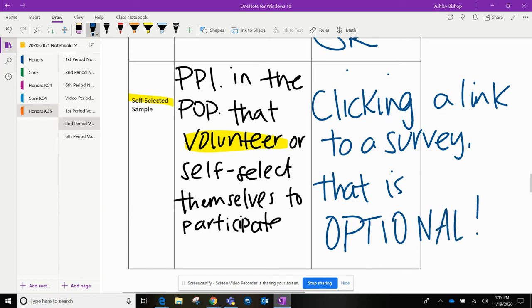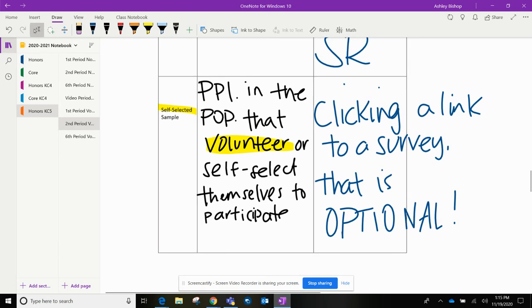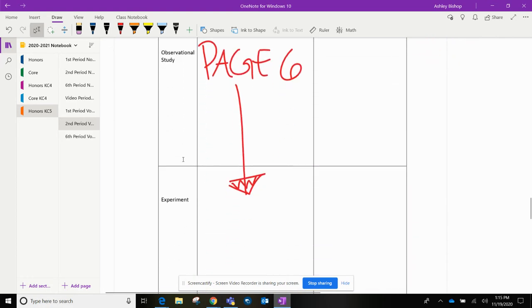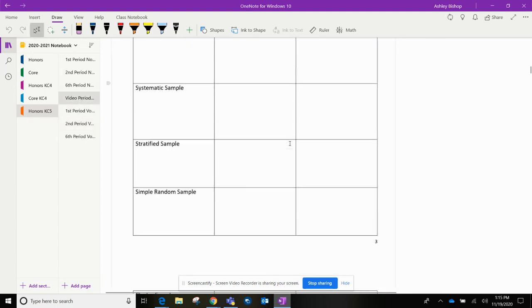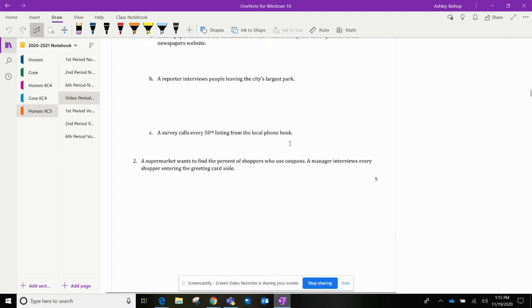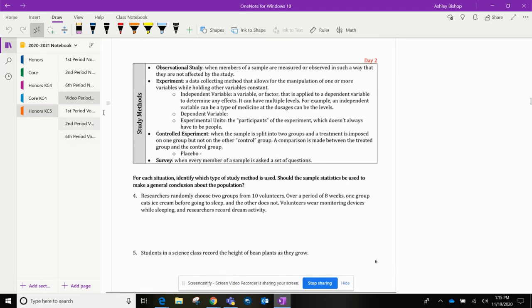Alrighty, so now I've taken you through all the sampling methods, and if at any point you're confused, just pause the video and let me know. There's a few more vocab words here that are different types of studies, and page 6 in your packet will go through these. So I'm gonna skip ahead to page 6 now and show you where that is. So you should have all these filled out except for the last 3. And the last 3 come from the study methods.